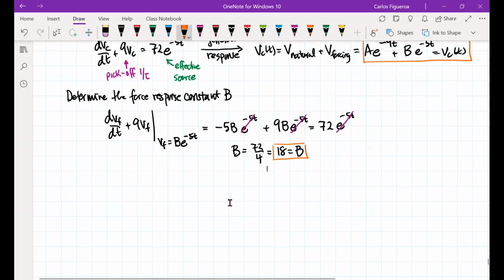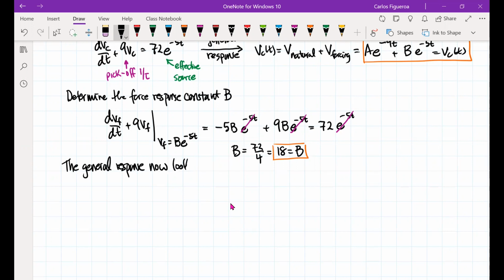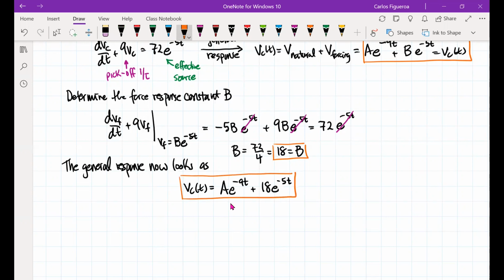So now if I put things together, the general response now looks as Vc of t equals A e to the minus 9t plus 18 e to the minus 5t. So now my job, as you can see here, is that I have to determine the constant A. So here we go. I'm going to move this up here.